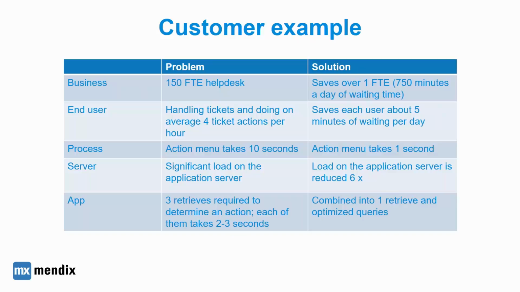Eventually, we saw that the action menu now only takes 1 second, which saves the user about 5 minutes of waiting per day. It also saves on the total staffing 750 minutes of waiting per day. That's about 1 FTE. It's quite remarkable that we also reduce the load on the server by a factor 6. That means that you can now handle 6 times more load with only 1 server instead of scaling up.